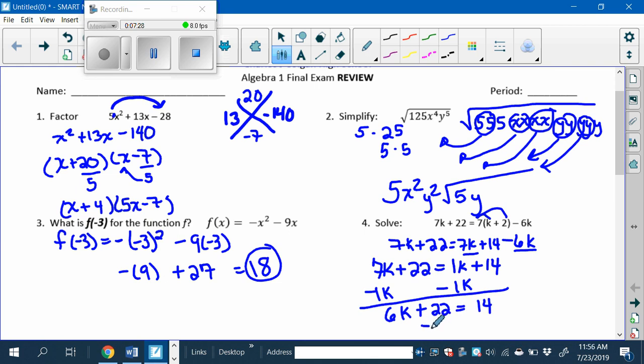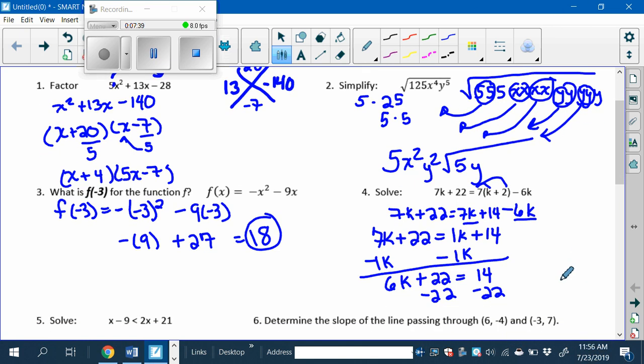And then I subtract 22. So I get 14 minus 22. That's equal to -8. So I get 6k is equal to -8, and I divide both sides by 6. And that ends up being -4/3.